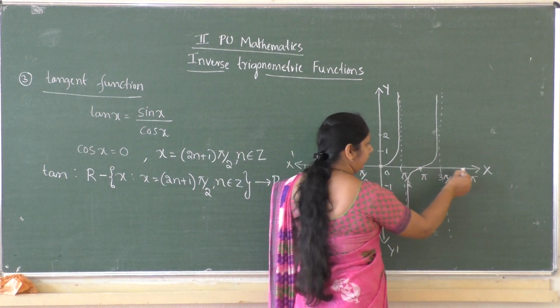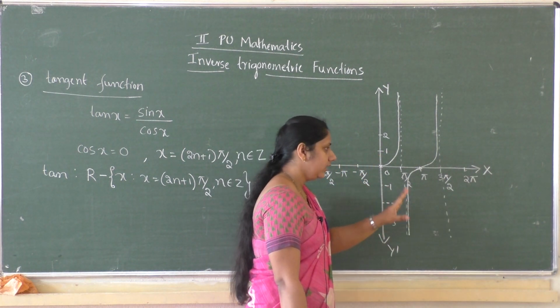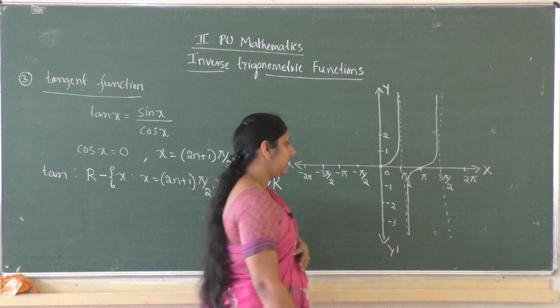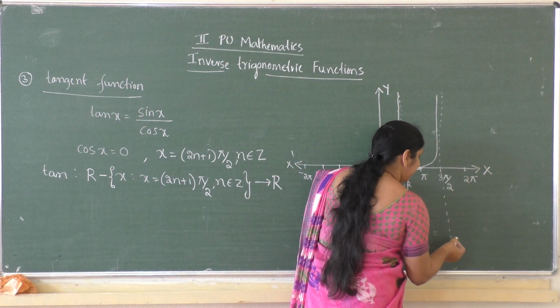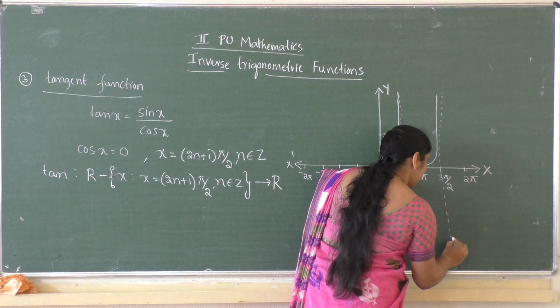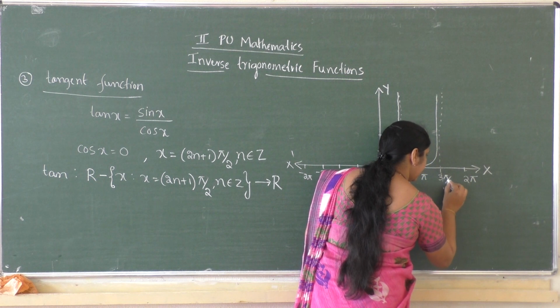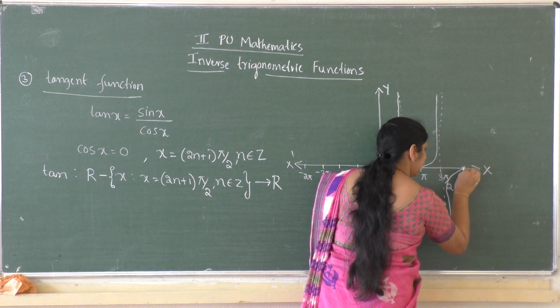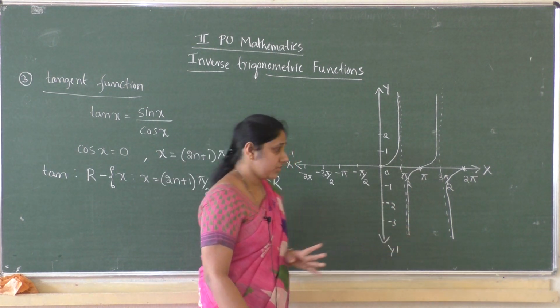Now the fourth quadrant, that is 3 pi by 2 to 2 pi. We know that in the fourth quadrant tan is negative. So near 3 pi by 2 the value goes to minus infinity, and the graph gradually increases from minus infinity up to tan 2 pi, whose value is 0. So this is the graph of the tan function.